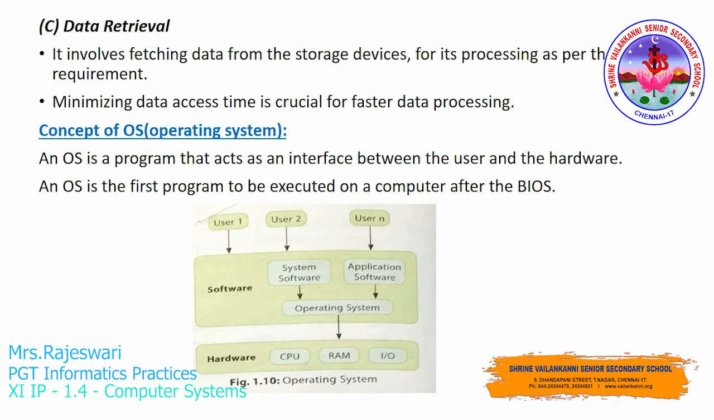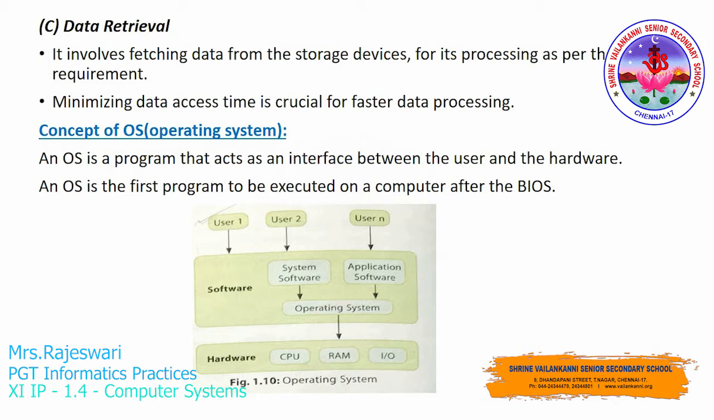And then the concept of OS. Regarding the operating system we have discussed a lot. I have told you that it acts as an interface between the user and the computer hardware. Interface means communication, so the operating system helps to communicate between the user and the computer hardware. And after the BIOS starts running in your computer, the operating system is the first program to be executed on a computer. I have told you regarding this BIOS.